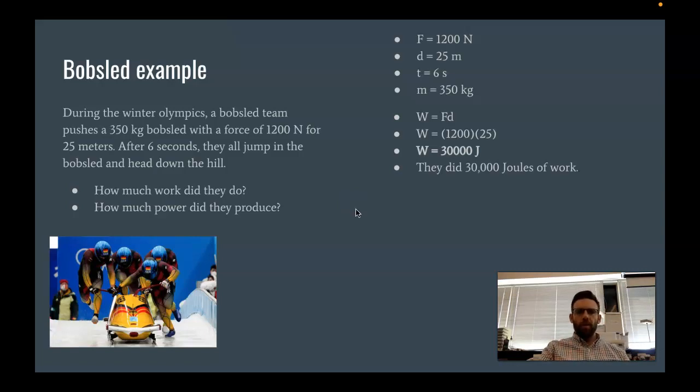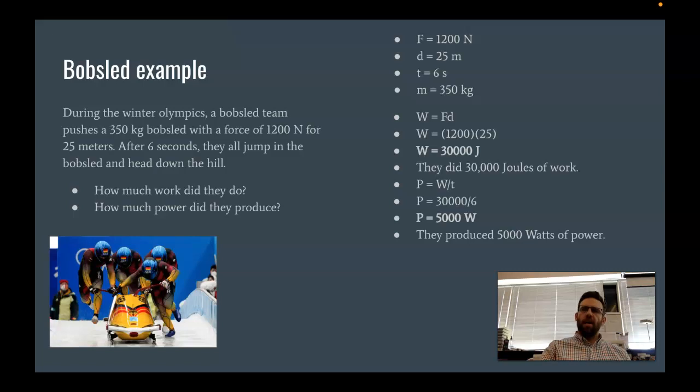Now for power, I also have an equation for power. Power is work divided by time. So now that I know work and I know time, I can easily figure out power. In this case, power is going to be 30,000 divided by 6. And I would say that the power is 5,000 watts. Or another way to say that is they produced 5,000 watts of power. So those are just a couple of examples on calculating work and calculating power.